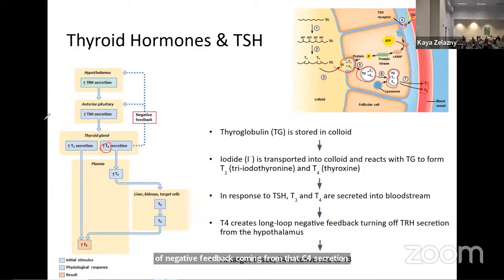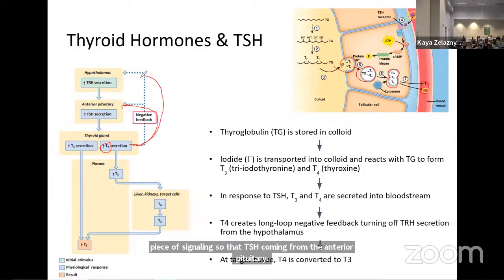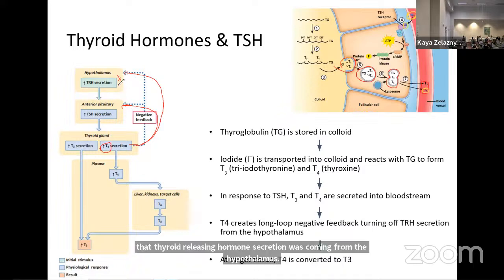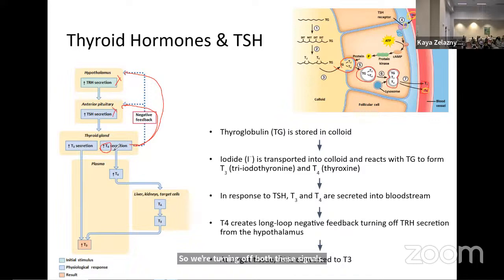So once we see a lot of T4 in the blood, it's going to loop back up both to the anterior pituitary, which was that kind of direct little piece of signaling, so that TSH coming from the anterior pituitary, and we have long loop feedback all the way back to the hypothalamus. So that thyroid releasing hormone secretion was coming from the hypothalamus. So we're turning off both these signals as we see higher and higher levels of T4. That's our general pathway here for our thyroid.